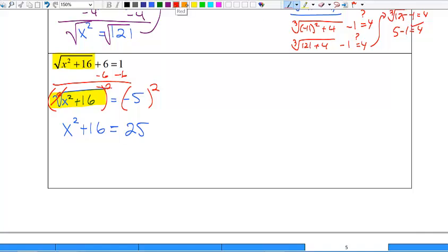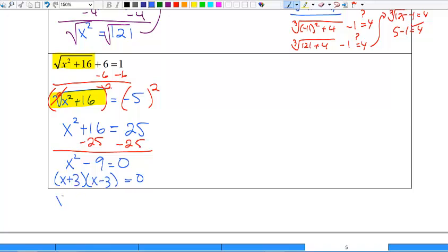This one looks like square root method too, but just to give you a little variation, let's factor it. So we have x squared minus 9 equals 0, x plus 3, x minus 3. So I get positive 3 and negative 3 as my two solutions. So those are my two potential solutions that I think are going to work.